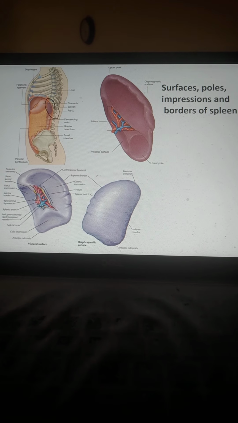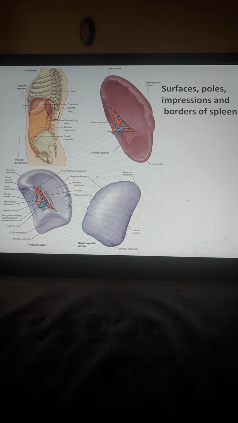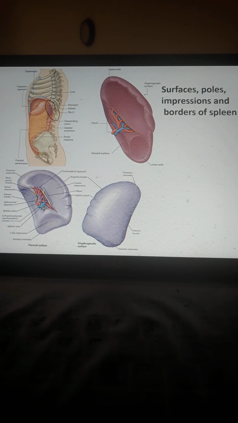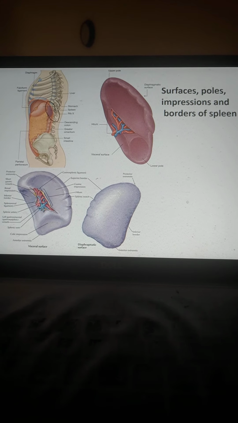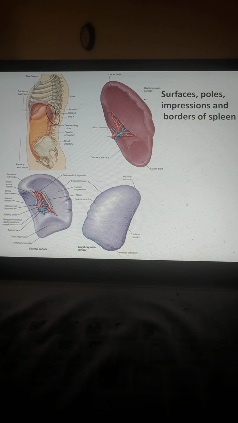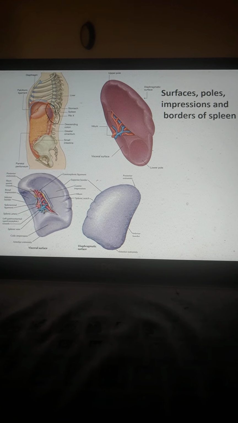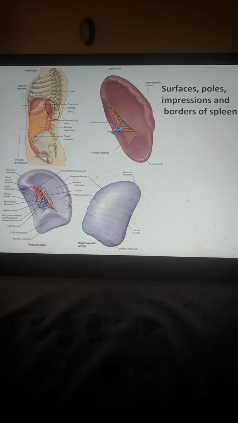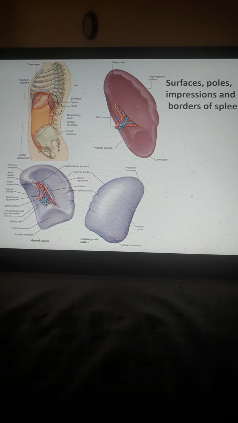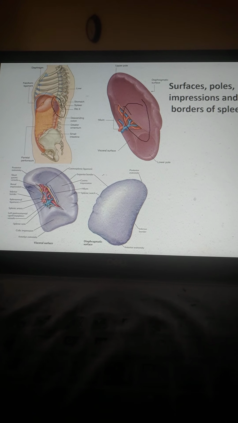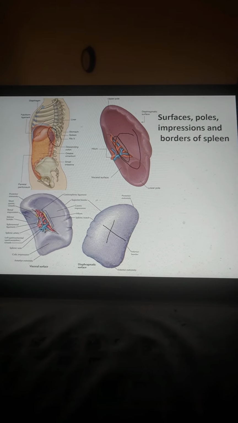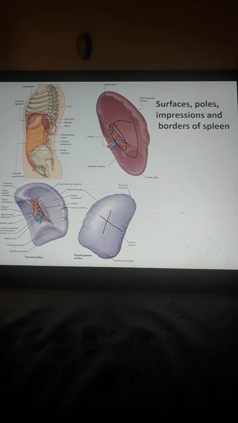hypochondrial region. Here is the upper border, which is notched. Here is the lower border. Here is the upper pole, or you can say upper end, or medial end, or posterior end. And here is the lower pole, or lower end, or lateral end, or anterior end. All of these are right. Here is the visceral surface, and here is the splenic hilum. Here is the costal surface or diaphragmatic surface. What else?